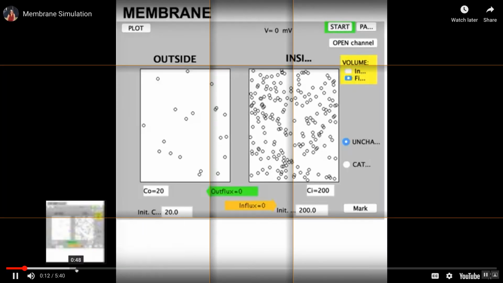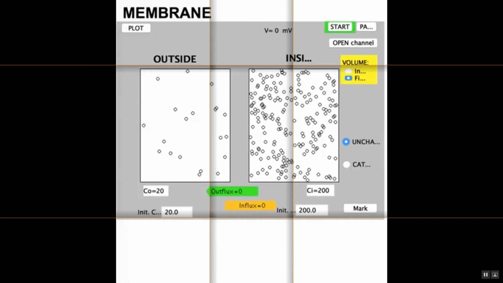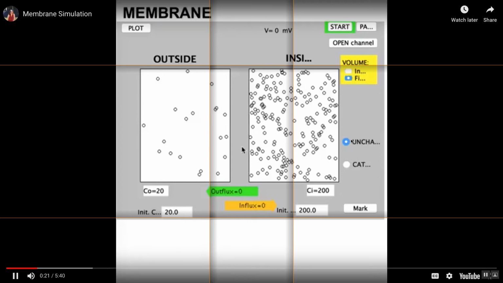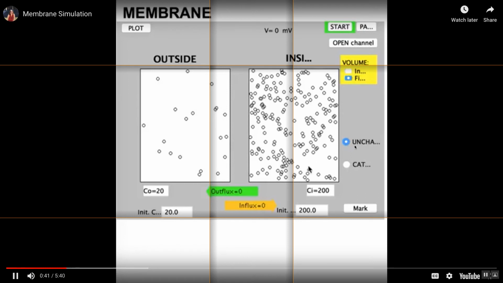All right, so I'm going to start. Oh, it's already started. This is a computer simulation of uncharged particles first, right? Here's my arrow. You can start the simulation and then open a channel. You can see there's no channel open at this point. The volume is finite, so it's not an infinite volume. It's kind of confined to these compartments. And I've clicked on uncharged particles. In this simulation, you'll be able to see the outflux once I open a channel, and the influx as well.